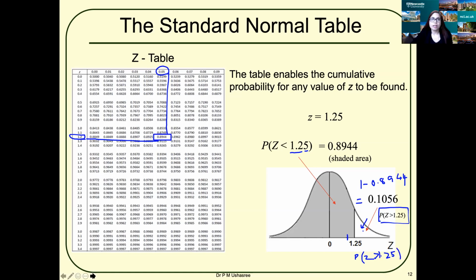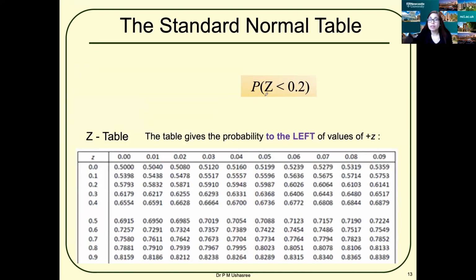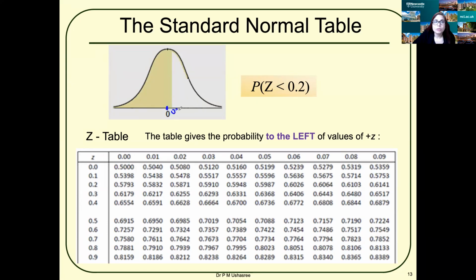Okay, now over to you guys. What is the probability of finding Z less than 0.2? Good. So this is your 0 and 0.2. What is the probability of finding Z in this shaded region? Less than means in this region. So go down to 0.2. We don't have a second decimal place, it is 0 here, so that should be your value. So 57.93%.